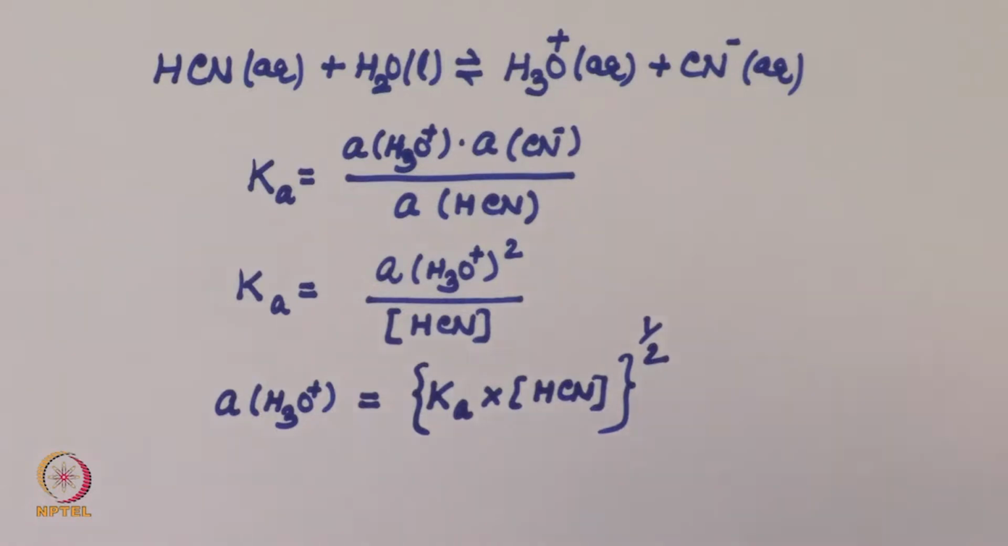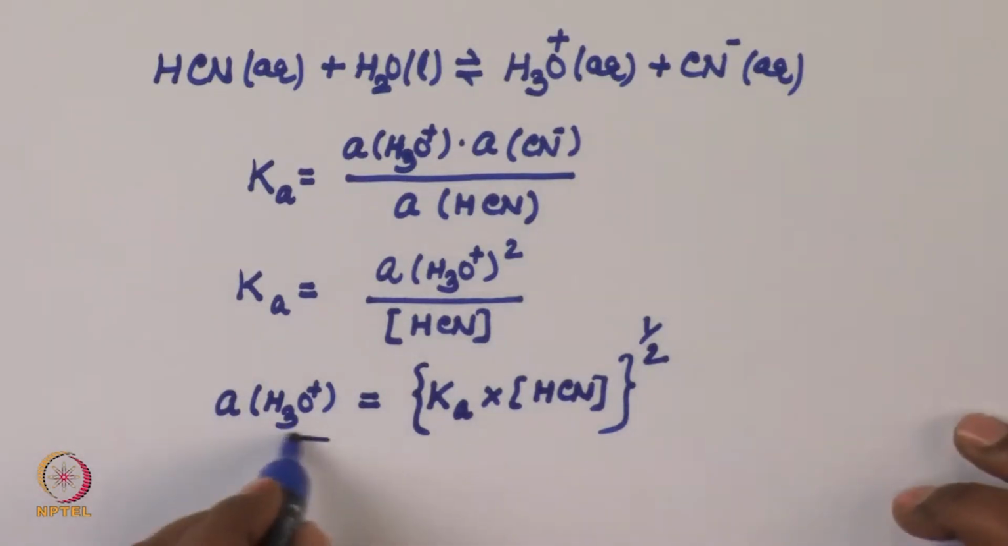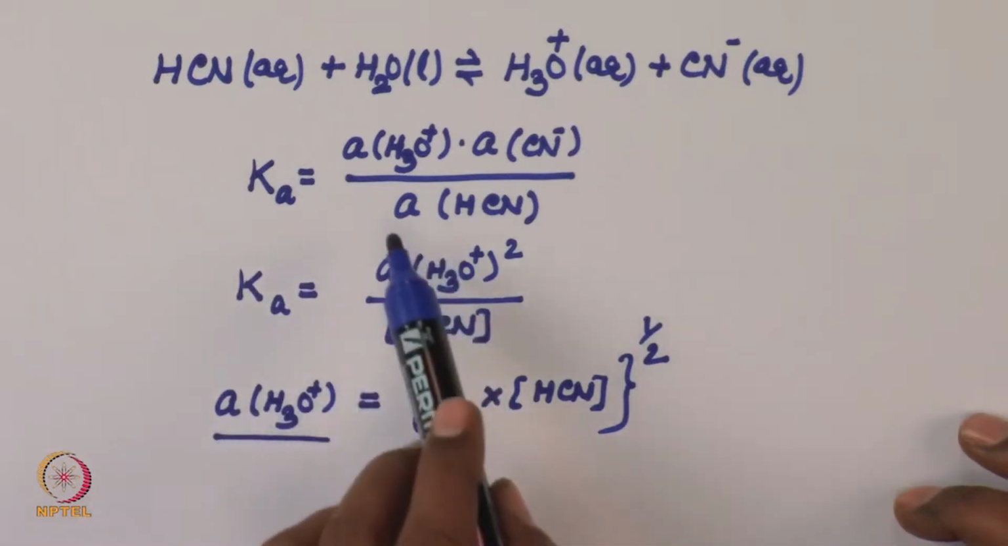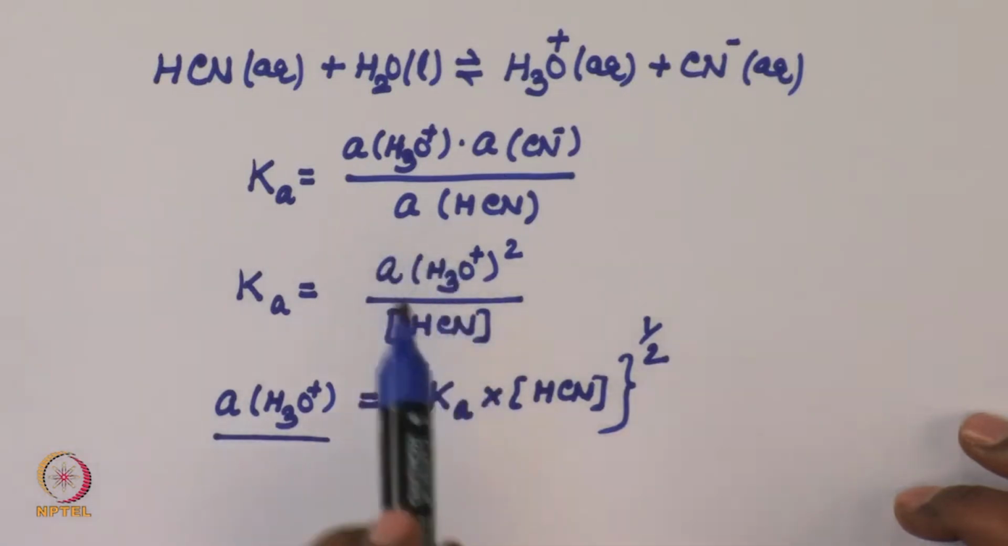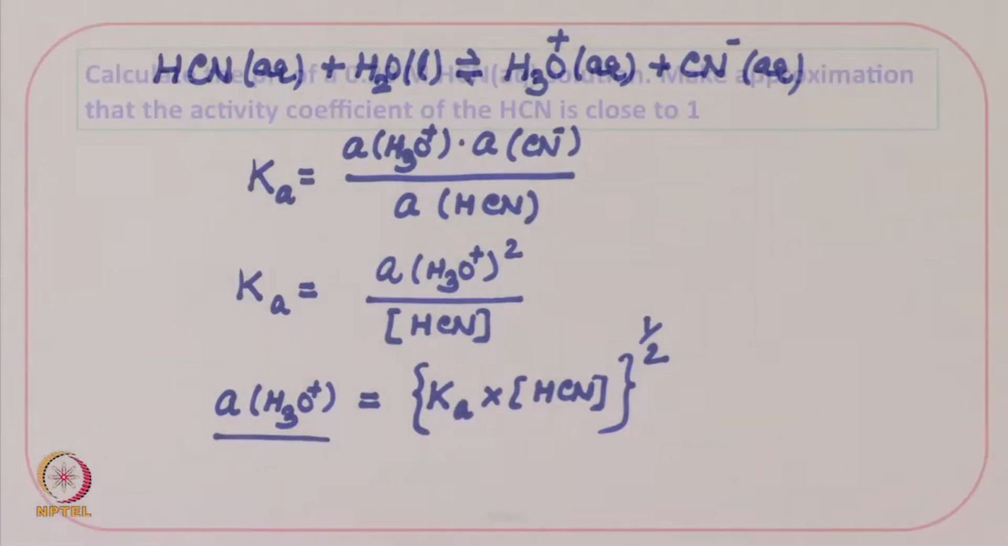In order to calculate pH, I need the activity of hydronium ion, that is what I need. And you see how I have done. Wherever the information about activity coefficient was given to be almost 1, I have used that, otherwise I have retained activity. Now, let us go back to the slide.